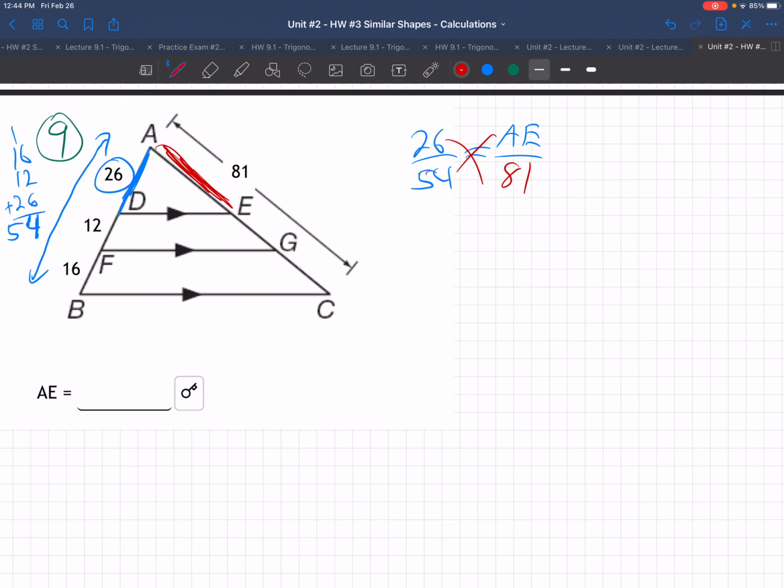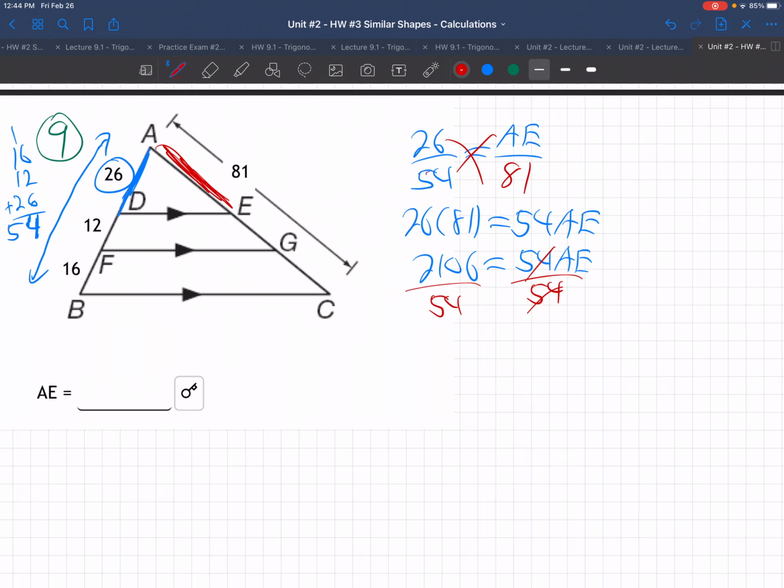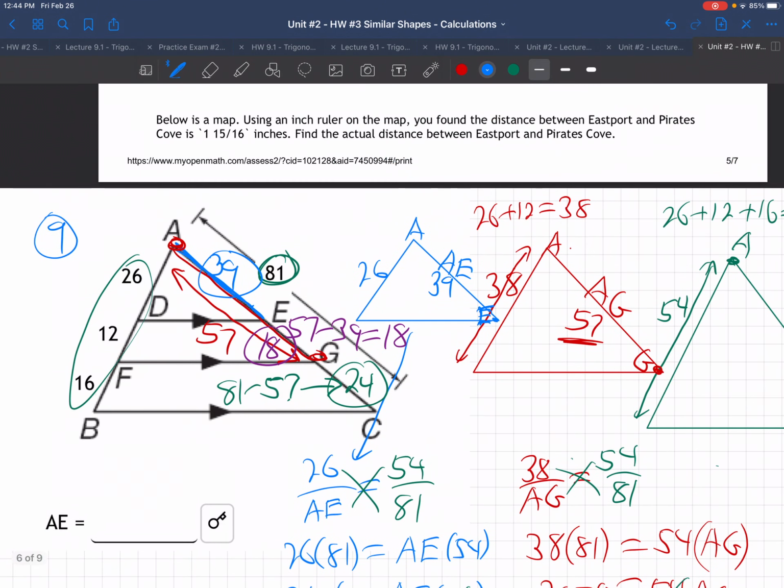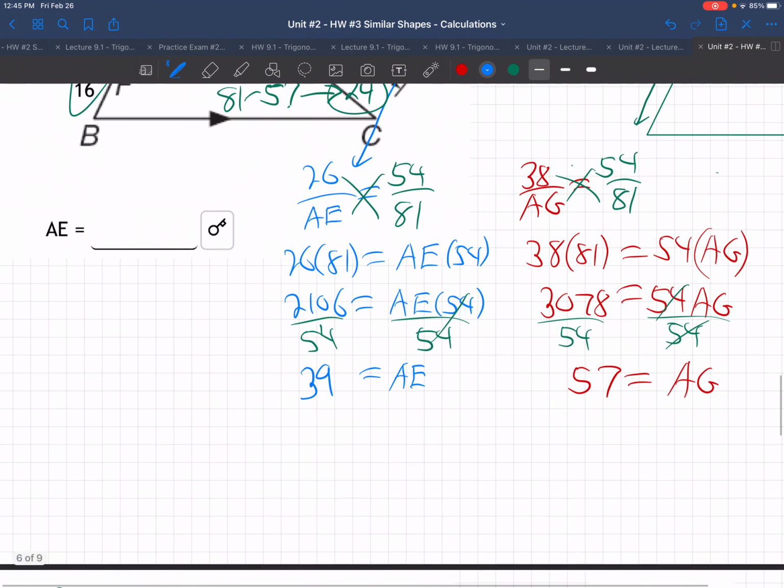Diagonal, diagonal. So what do you get? 26 times 81 is 54 AE. Use your calculator. 26 times 81, 2106 is 54 AE. Divide by 54. AE is 39. So AE is 39. So boom, I've got AE right here, 39. Is that what I found up here? Yeah, 39. See it? Same thing. I just found it directly.